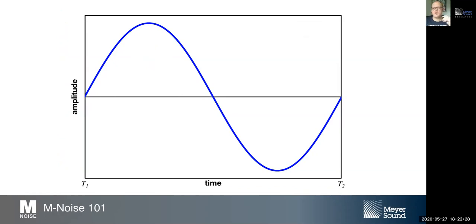And this is where I normally ask, what is the average value of this sine wave over the time interval T1, T2? Well, if you work that out mathematically, you will find that if you take all your audio samples and average them, you will get zero. The mathematical average of this sine wave signal is zero.